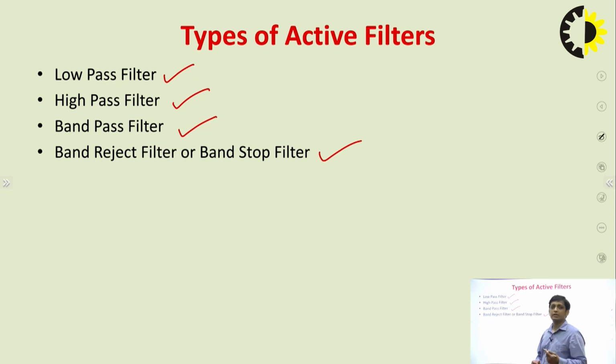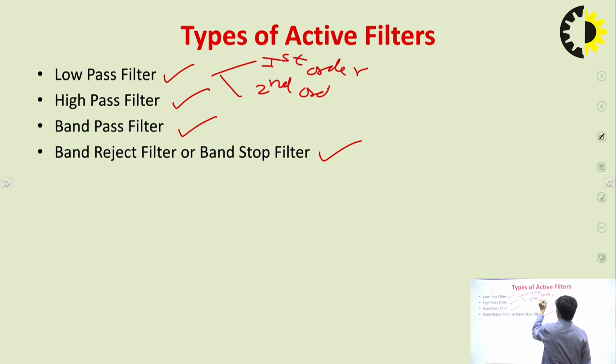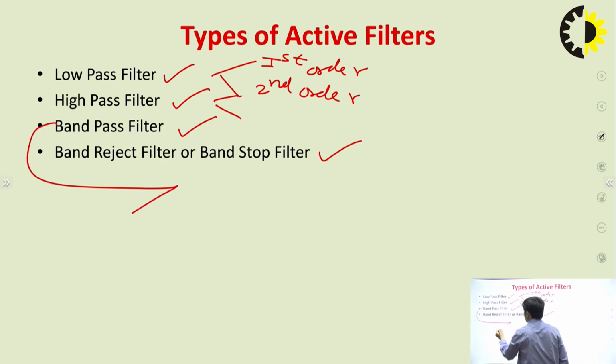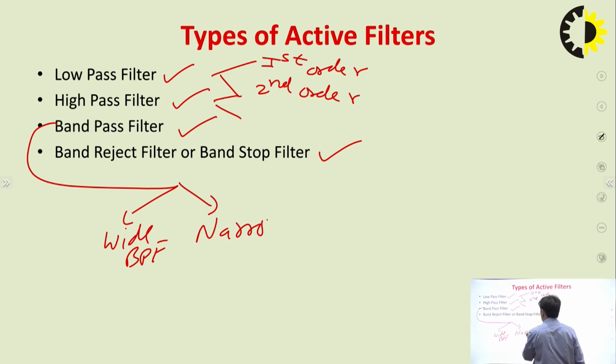As per the syllabus of analog circuits, you need to focus on the first order and second order filters. Firstly, first order low pass and second order low pass filter. Similarly, in high pass filters, there are 2 cases, first order and second order high pass filter. And in band pass filter, there are 2 cases: one is wide band pass filter and the other one is narrow band pass filter.